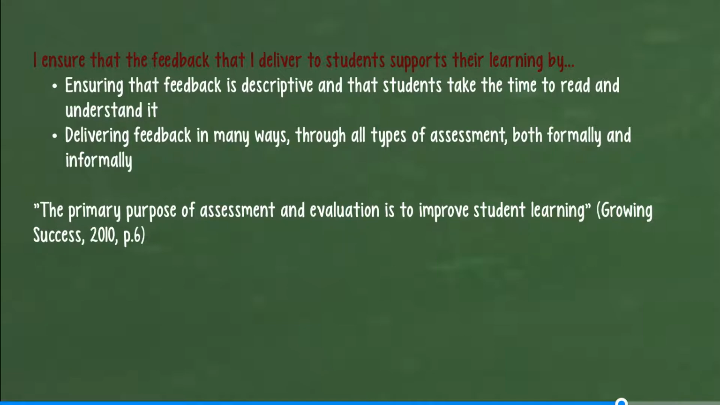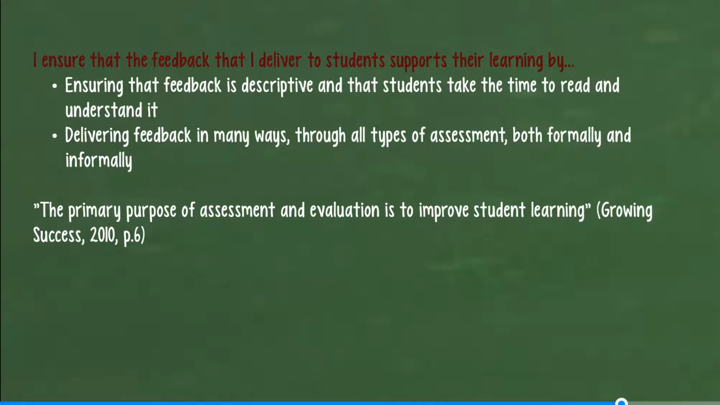I ensure that the feedback that I deliver to students supports their learning by ensuring that it is descriptive and that students take the time to read and understand it. Many times I have noticed that students glance over feedback and just look at the letter or number grade on the paper. I find that it is difficult to deliver feedback in a way that is meaningful to students and that motivates them to advance their learning, especially in some of the older grades where students are worried about their average to continue with post-secondary education.